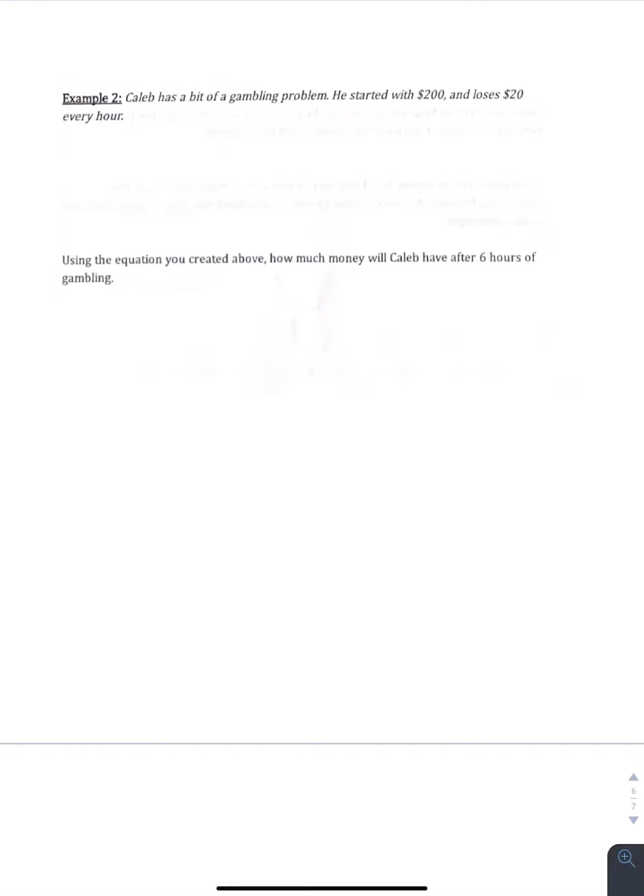Okay, so you should have tried this one on your own first. If you haven't, stop this, try it on your own. So Caleb has a bit of a gambling problem. He started with $200 and loses $20 every hour.